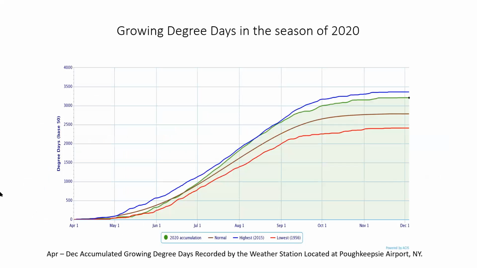And this graph is just an addition to the previous slide, showing growing degree days and explaining that 2020 was a very warm season, with a growing degree accumulation of 250 to 300 degrees from the beginning of September to the beginning of October. Not the hottest year on record, but certainly beyond the normal.